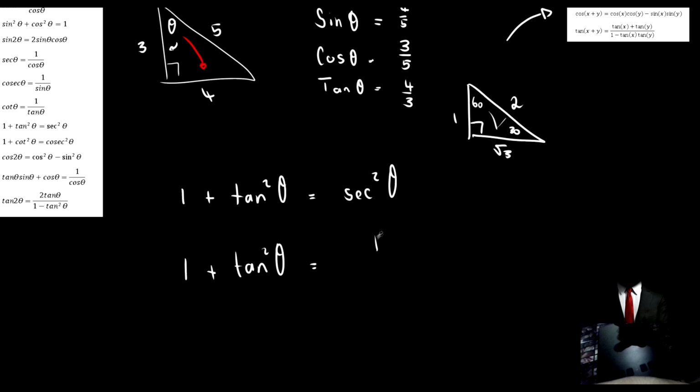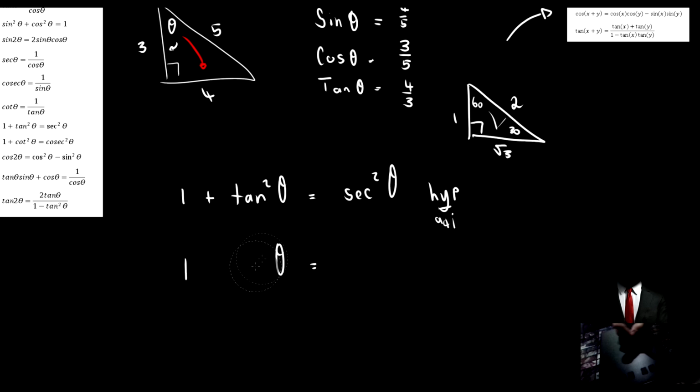Actually no. What we're going to do in this case is look at the definition of secant, which is the hypotenuse over the adjacent side. Okay, I'm going to just make it very simple. So let me erase this part.